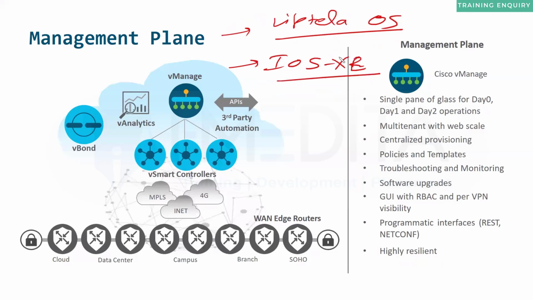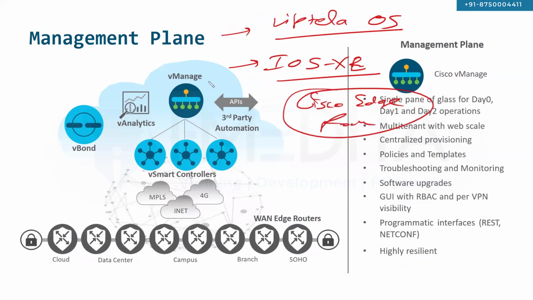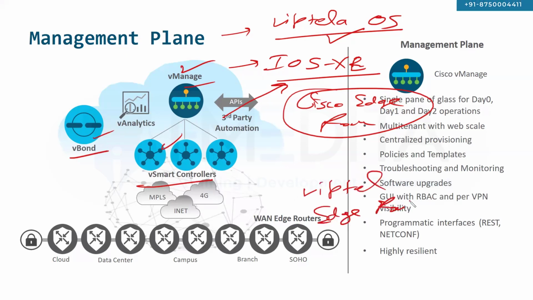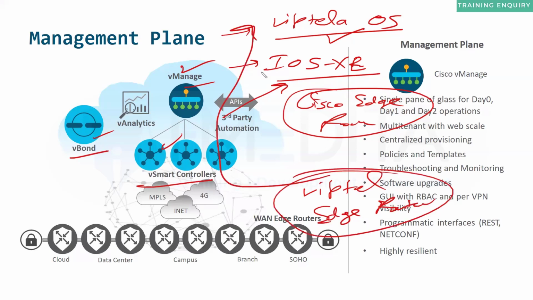IOS XE is used by Cisco edge routers only. None of the controllers like vManage, vBond, or vSmart use IOS XE. So IOS XE is used by Cisco WAN edge routers only. But Viptela OS is used by all of your control components like vManage, vSmart, and vBond. In fact, if you are using a Viptela edge router, that will also use the Viptela operating system. So Viptela only had the Viptela operating system.